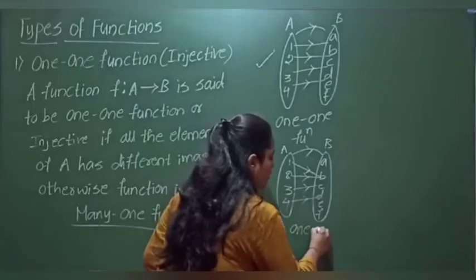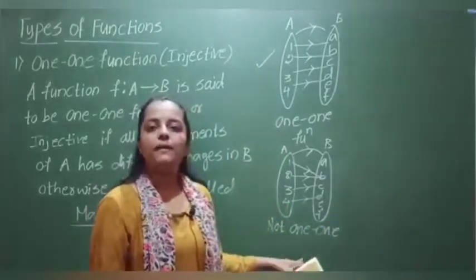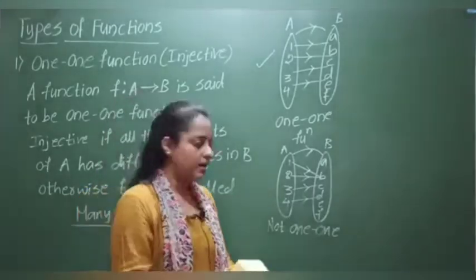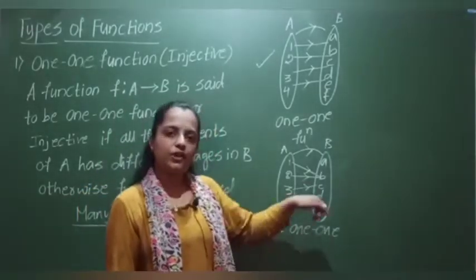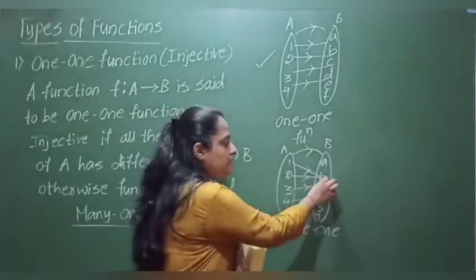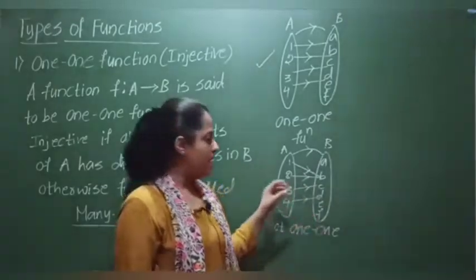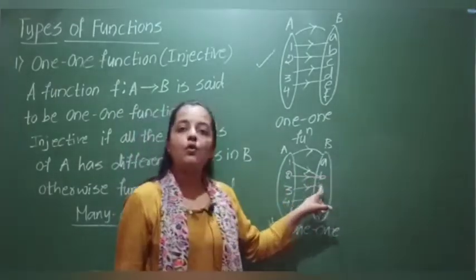I told you, if the function is not one-one, that time this function is called many-one. If it is not a one-one function, what else can we call it? Many-one, right? So many elements are connected to one element. So this is called many-one. Many elements are connected to only one element.